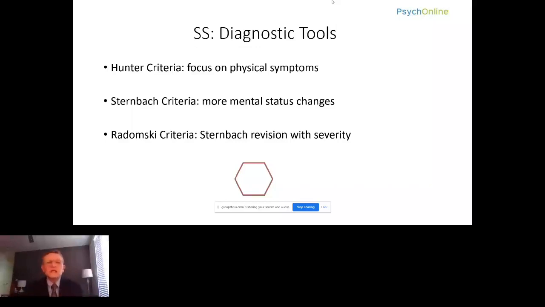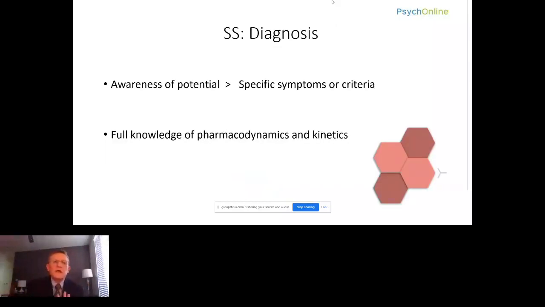What are the diagnostic tools? Well, if you're reading my chapter or you're reading the books, you're going to read about these criteria. They're useful for research. They're useful in academic or tertiary care settings. You don't need to remember them. But I just wanted you to hear about them in case you read about them. The Hunter criteria were first, they focus on the physical symptoms. The Sternbach added mental status changes, and Radomski added a severity. I just want you to be familiar with them. Don't worry about memorizing them.